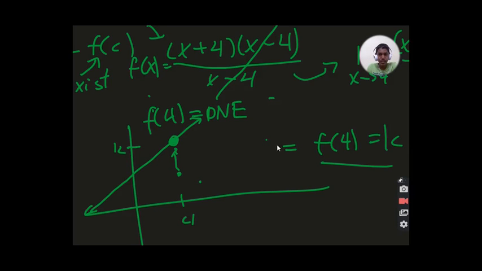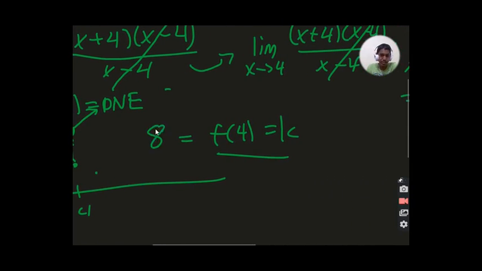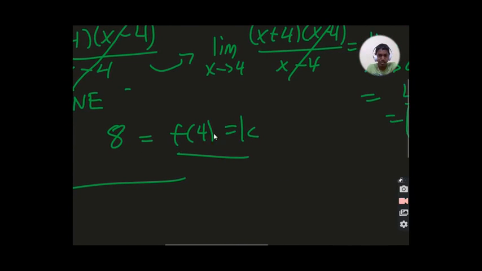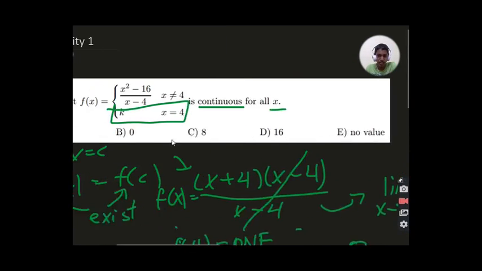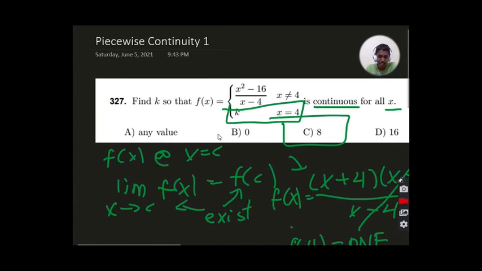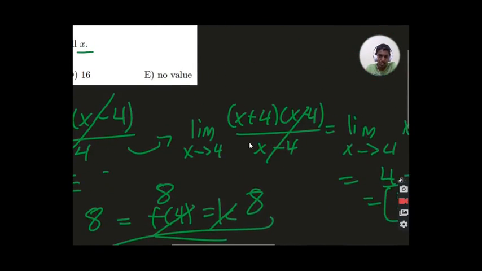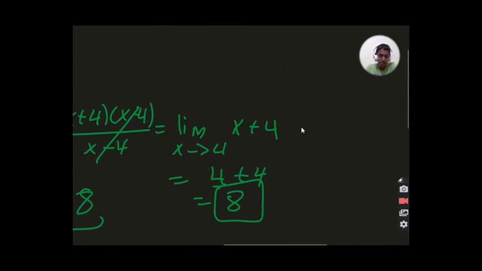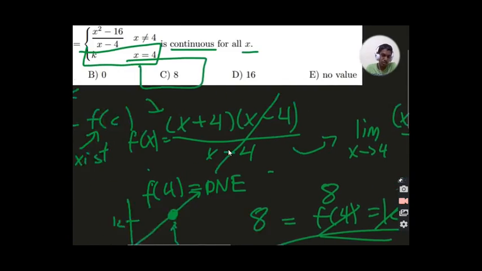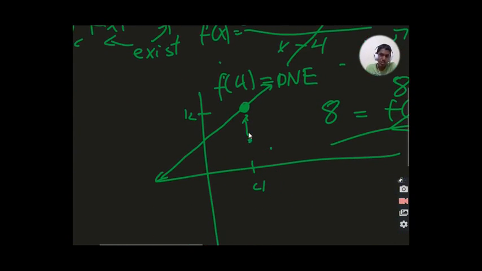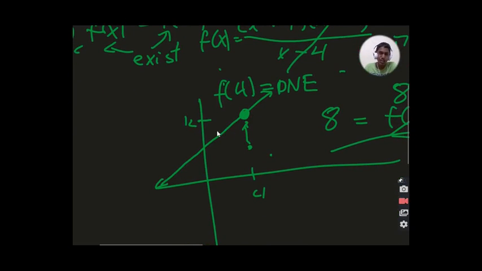So we know now that this limit is just 8. That means f of 4 has to be 8, and that means k has to be 8. So we've just figured out what k is. k is 8. And this way, it is continuous for anything but 4, because as long as x isn't 4, f of x is just going to be equal to x plus 4, which is a polynomial, so it's continuous. And then at x equals 4, we made sure it's continuous by plugging in the hole, by choosing the correct value of k so that it's the same as the limit.